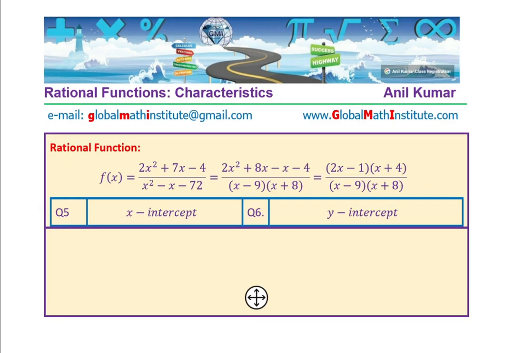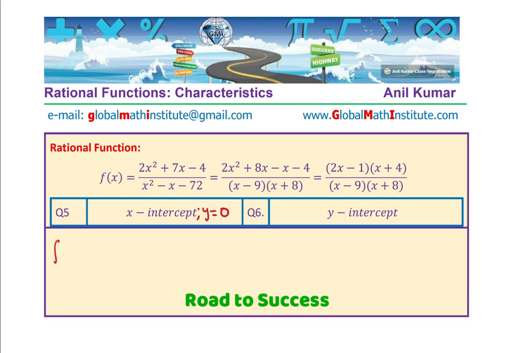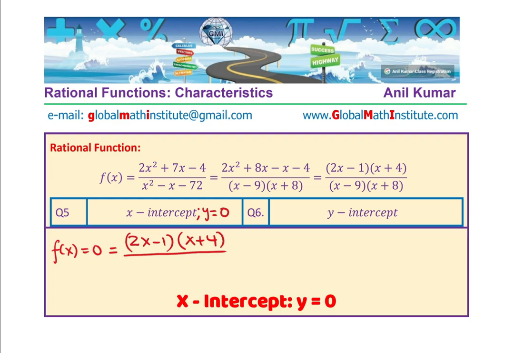Now, let's get into the intercepts. We're looking into the x-intercept and the y-intercept. Well, the x-intercept is a point where y is equal to 0, right? So y can be 0 when the numerator is 0. So we are saying f of x is equal to 0, and in the factored form, we have 2x minus 1 times x plus 4, divided by x minus 9 times x plus 8.